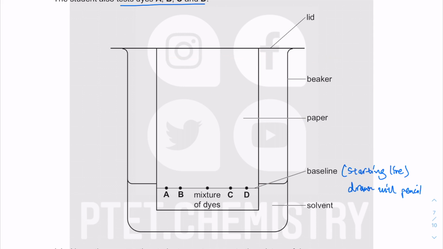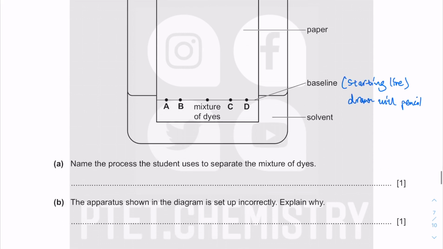Okay, so here name the process the student uses to separate the mixture of dyes. This is the process, and this is definitely paper chromatography. So these are technical spelling. They are outlined in the syllabus a lot, so make sure you can spell them very, very carefully.